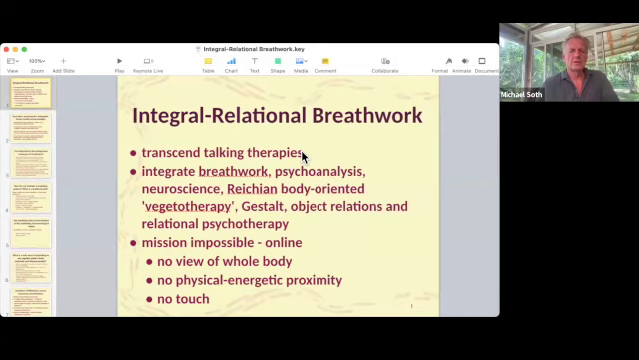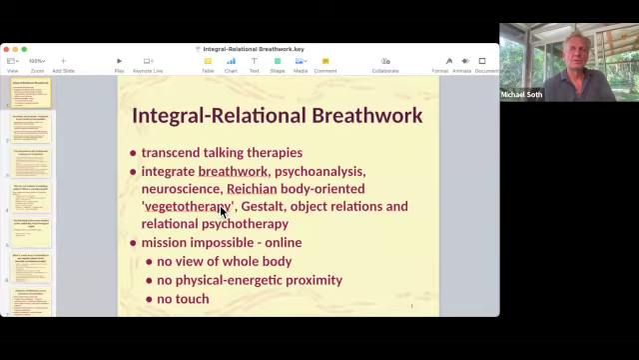Okay, this was more or less already in the leaflet, that we want to integrate all of these various traditions. Is it possible? Well, I was being humble in the leaflet. I've been doing it for 25 years, so I think it should be possible.